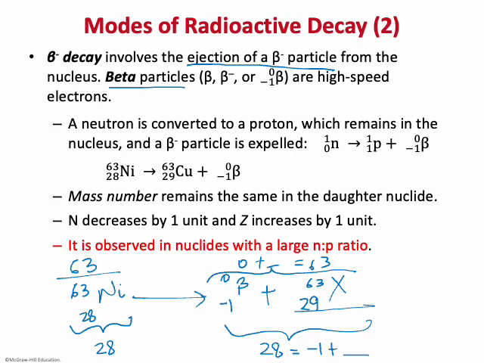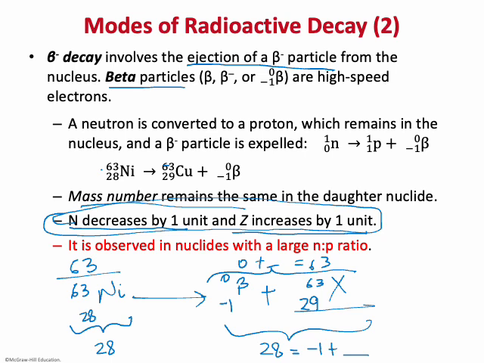And in this case, you can see the mass number stays the same, 63, 63. N decreases by 1 and Z increases by 1. You don't have to memorize this part. I mean, it's understandable from here. You can see it from here. You don't have to know this part. Okay, this is just describing it.